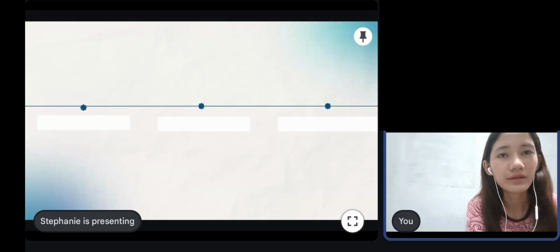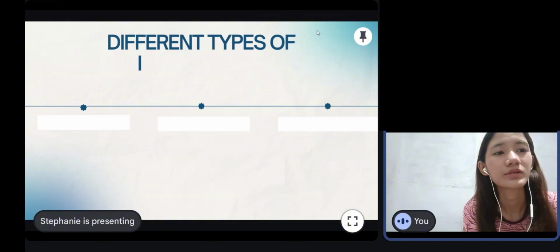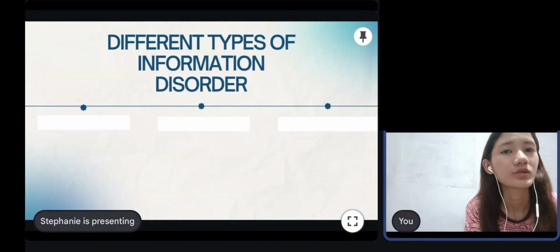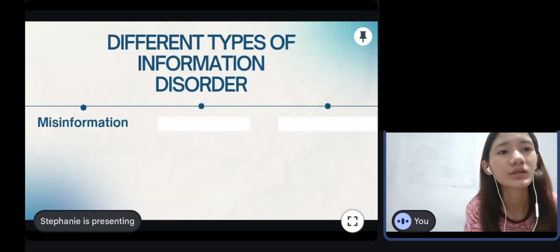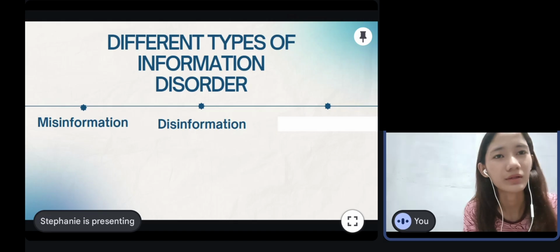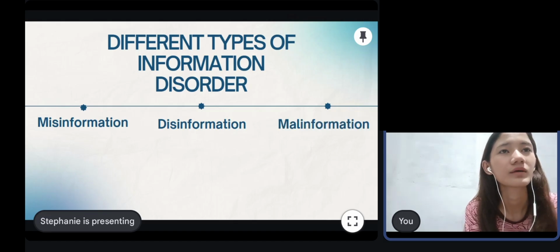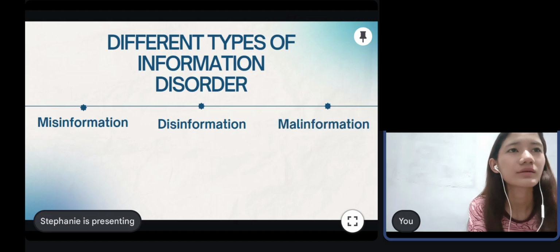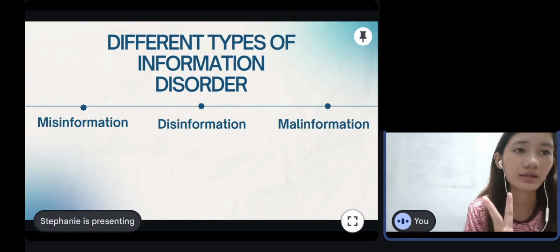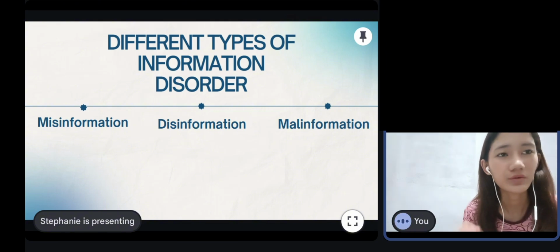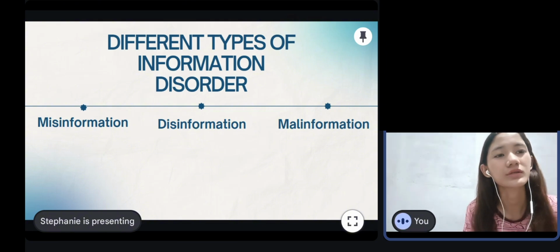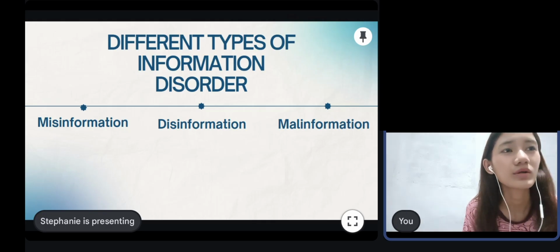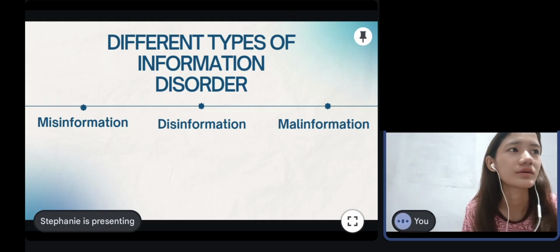There are different types of information disorder, which are misinformation, disinformation, and malinformation. The main difference between them depends on two things: whether the information is true or false, and whether the person sharing it wants to harm or deceive others.